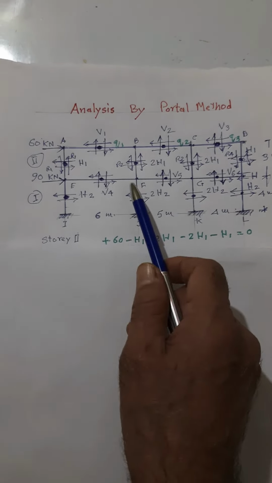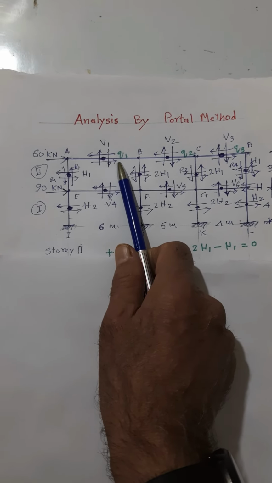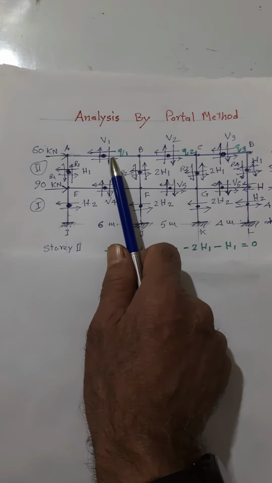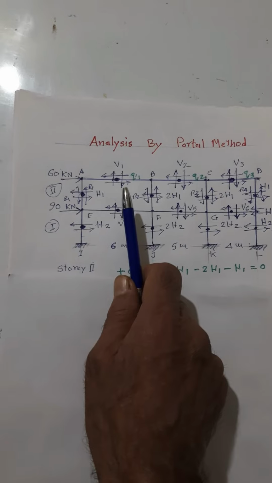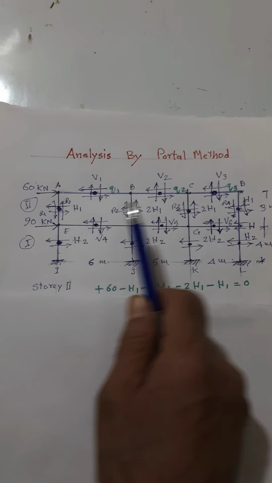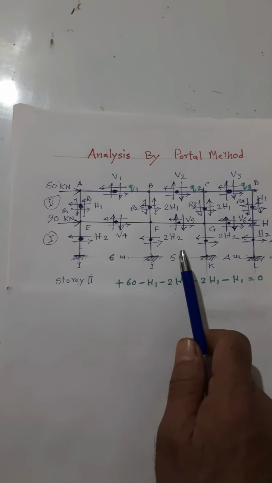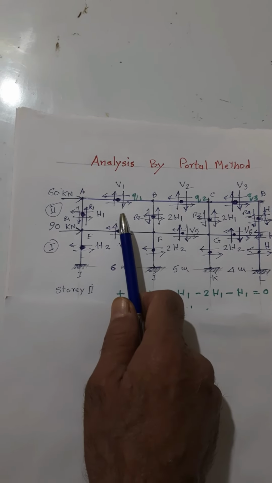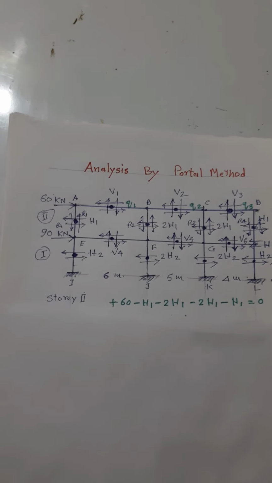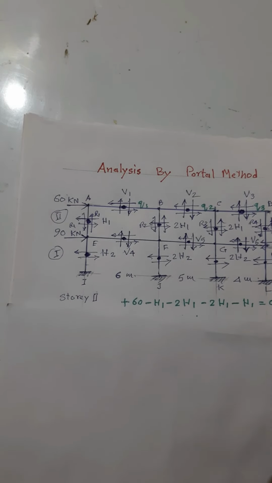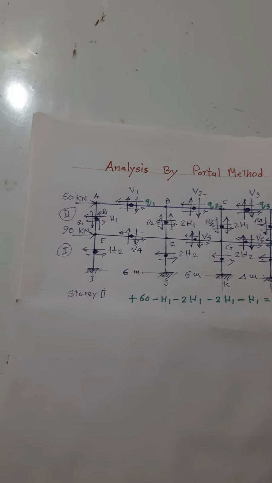As usual, first of all, we will bifurcate, as per the assumptions, each beam and column by providing a point of contraflexure. So these points of contraflexure are placed over here, and then along the points of contraflexure, the vertical and the horizontal forces are mentioned over the entire 6 beams and 8 columns.